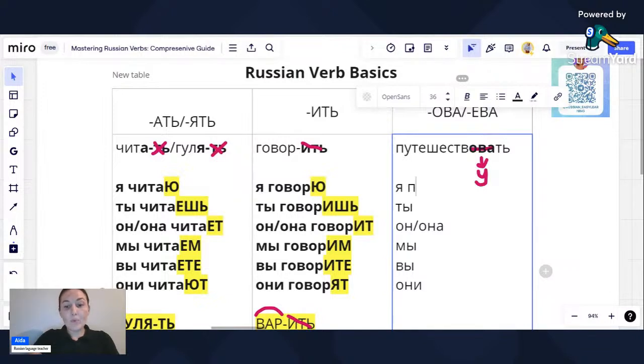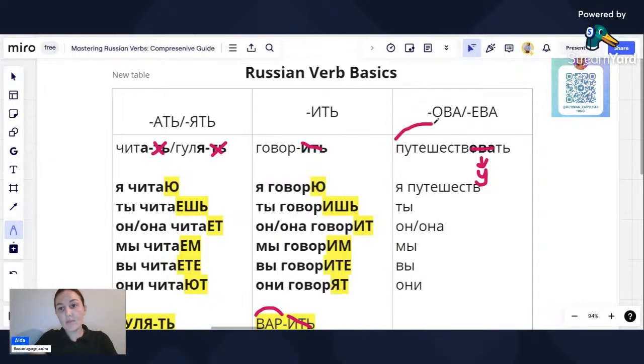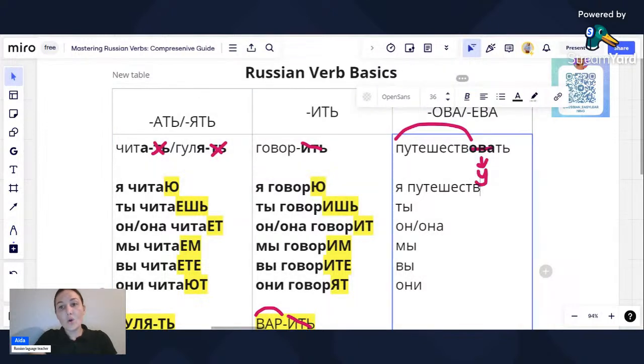Я путешествую. So you have this part, путешествую. And then instead of this suffix ova, you have to use suffix у. Путешествую. And then we put personal ending у. Я путешествую. I travel or I'm traveling.